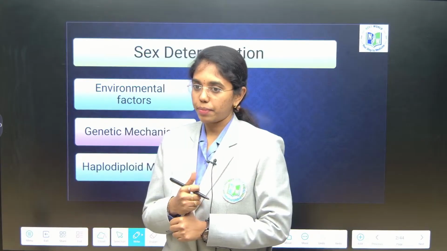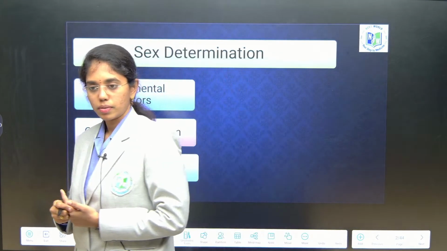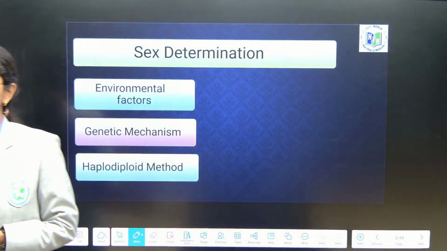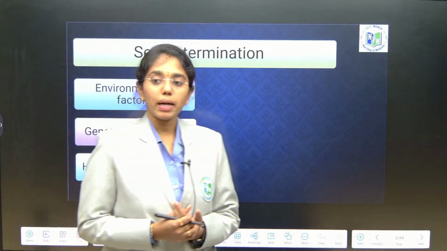Snapdragon, flower color, Antirrhinum. Co-dominance? Human blood grouping, ABO blood grouping. Multiple allelism.